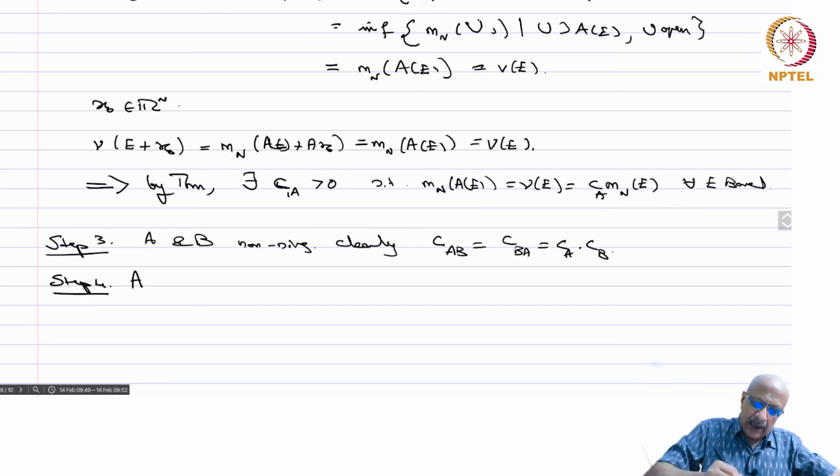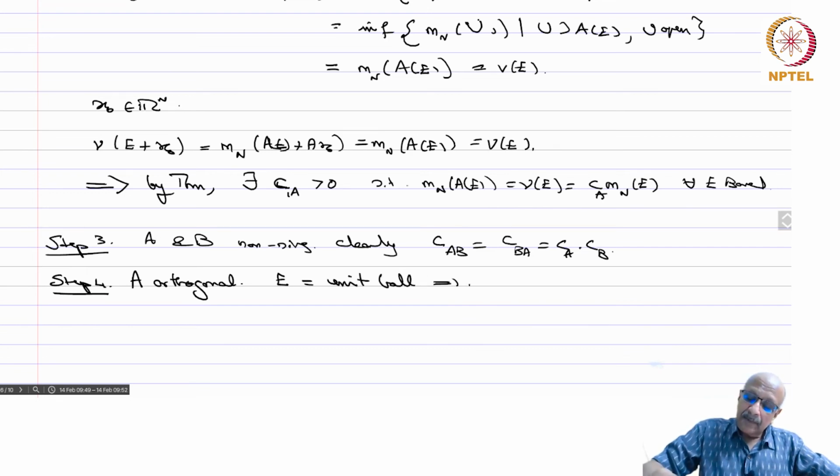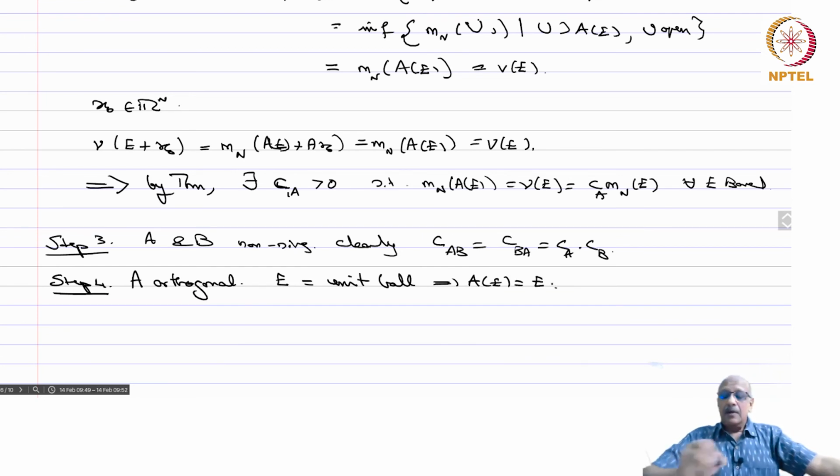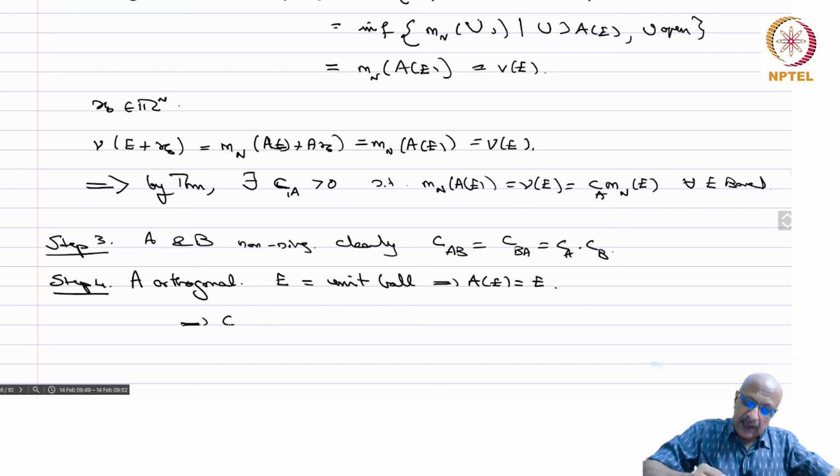Step 4. Let us take A orthogonal. So, if A is orthogonal and if you take E equals the unit ball, this implies AE is the same as E, and therefore CA equals 1, which is the modulus of determinant A.